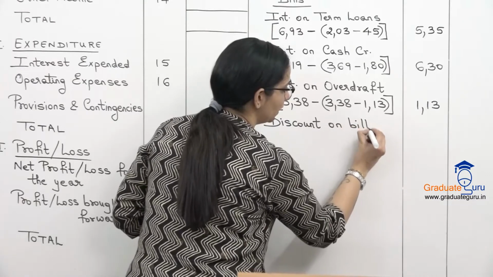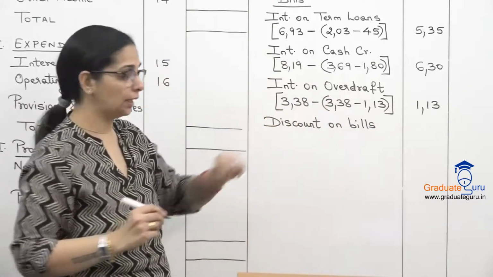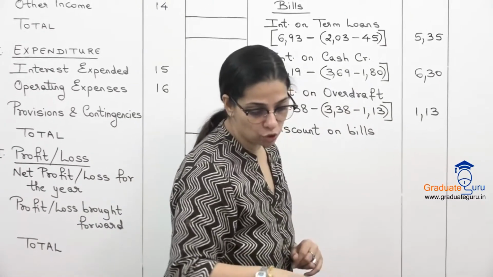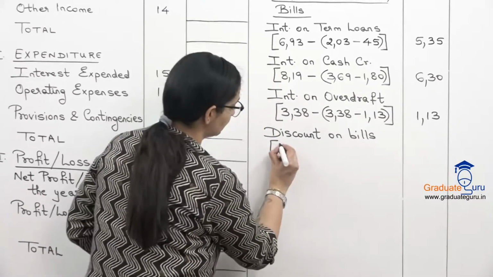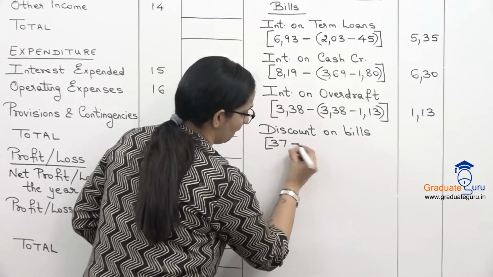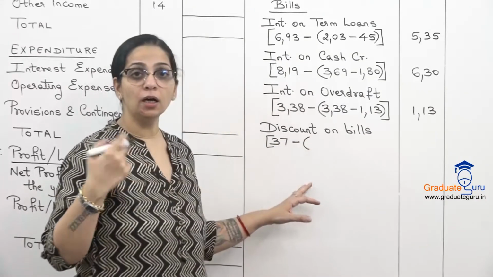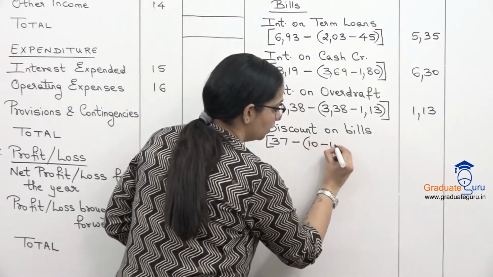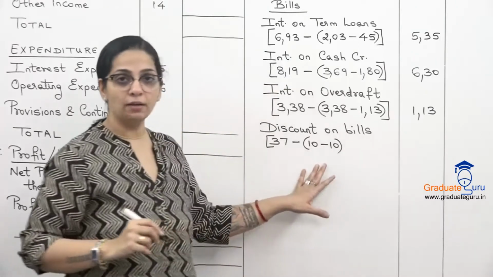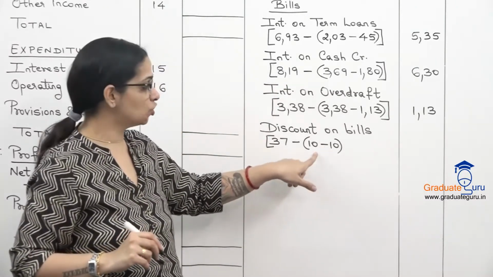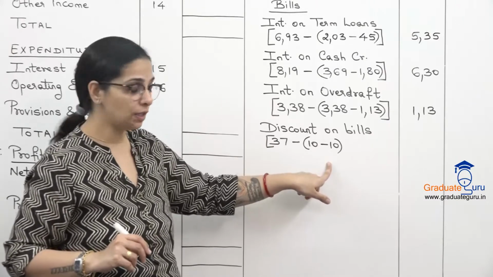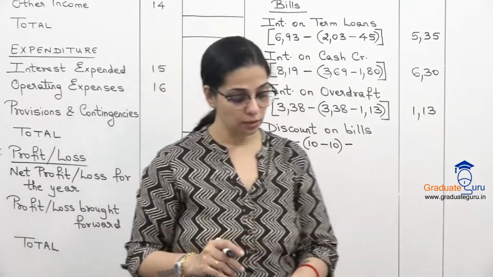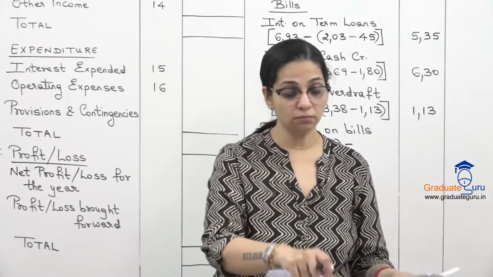For discount on bills also we'll show a similar working. So, first the trial balance amount: discount on bills in the trial balance is 37,000. Minus, in the adjustment they have said we have earned 10, received also 10. So minus nothing, because whatever we have earned, we have received. But there is one more adjustment in discount on bills, and that is our adjustment number 3.